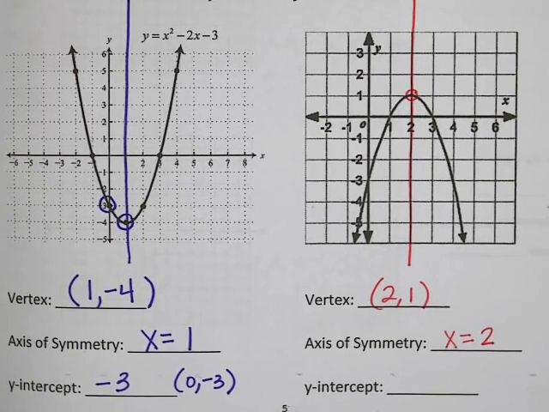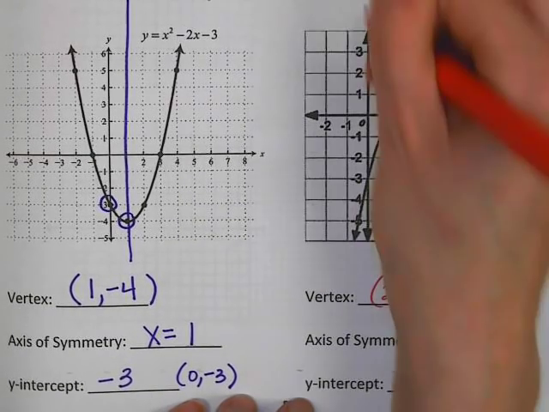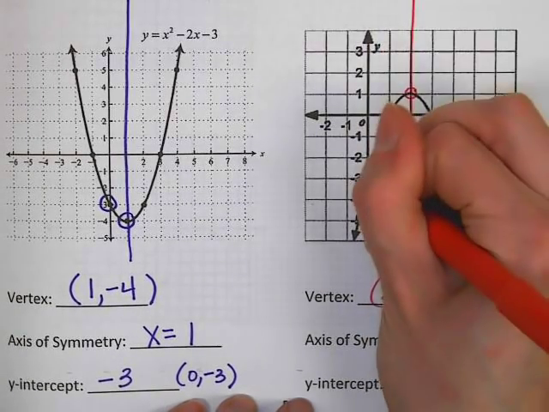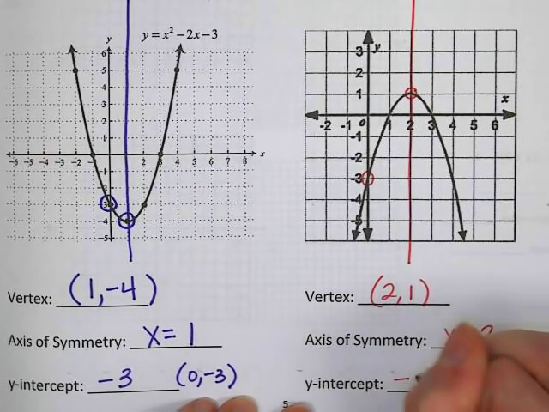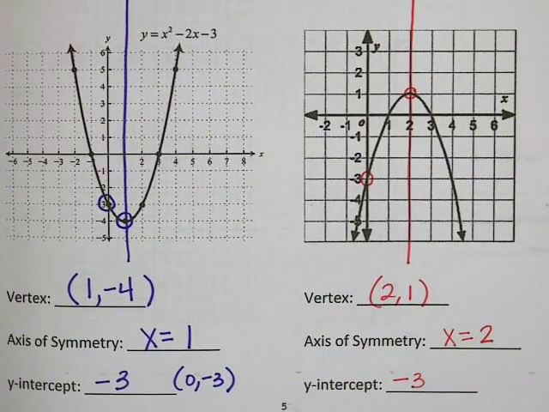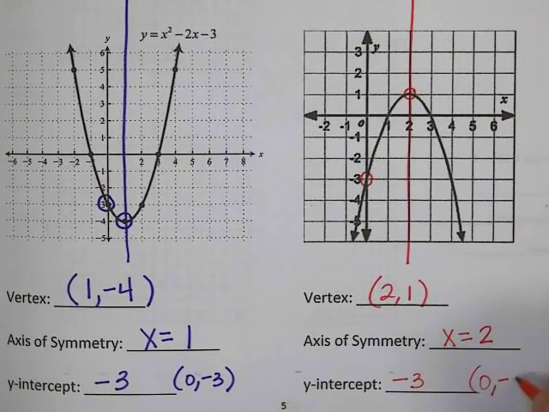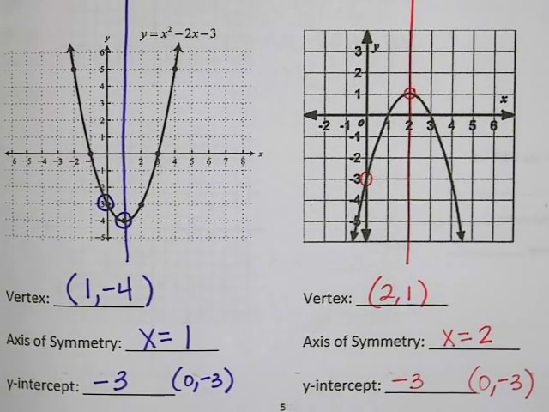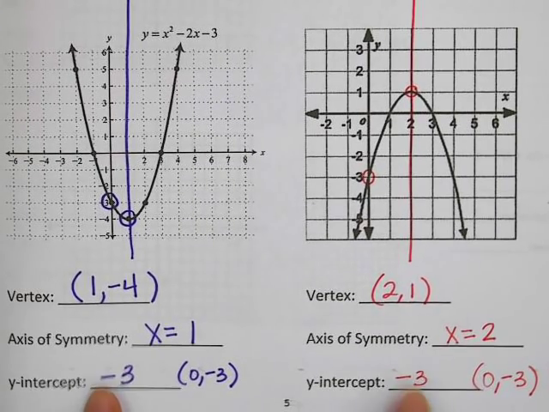And the y-intercept is where the graph crosses the y-axis, and that's happening right here at -3. Again, if you want, you could write it as an ordered pair, (0, -3). Also, it's not always -3. It just was random.